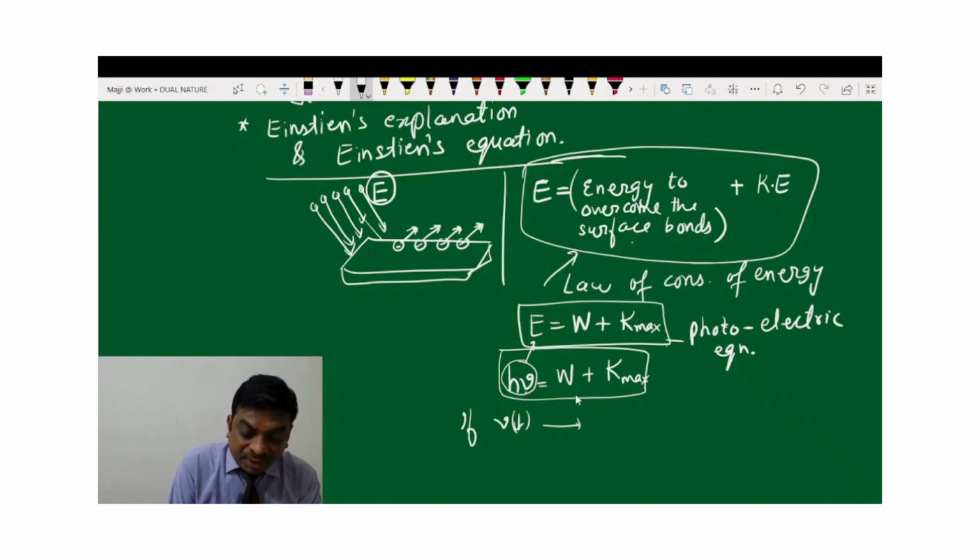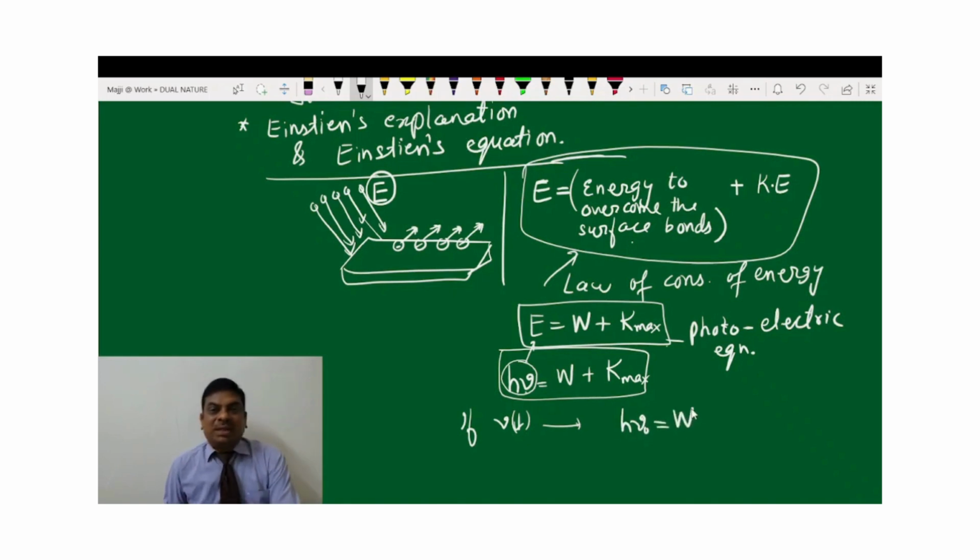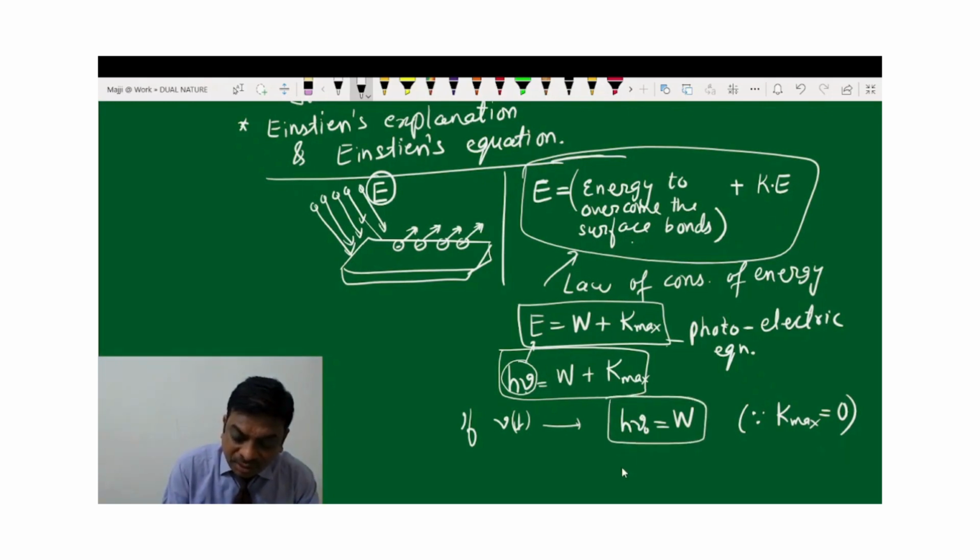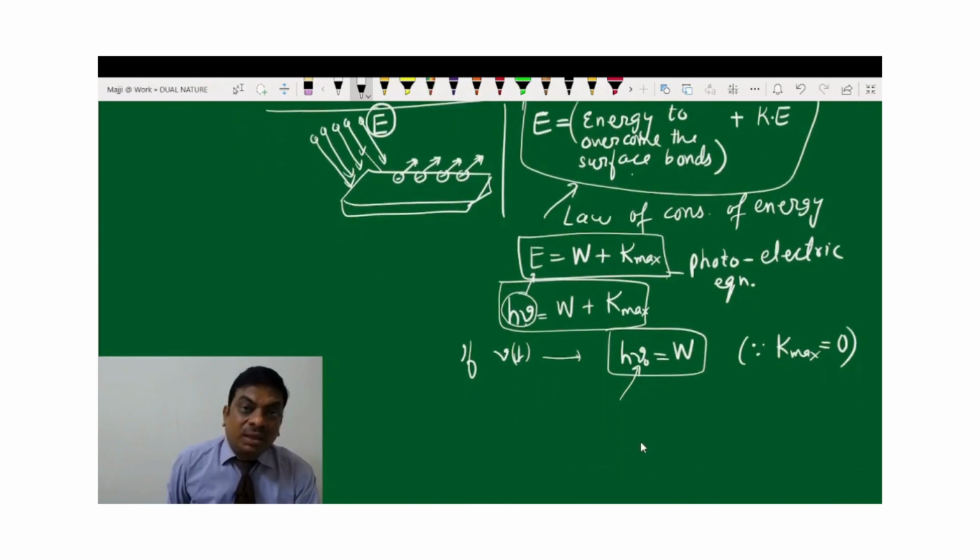A stage will come when the frequency has been reduced to such a value, say nu naught, that it is just equal to the work function of the substance. So in such a case what will happen? There will be no kinetic energy. Even the maximum kinetic energy is zero. That means photoelectrons are just able to come out. So that minimum frequency which is required in order to observe the photoelectric effect is known as the threshold frequency or the cutoff frequency. Threshold means limiting. Also known as cutoff frequency.